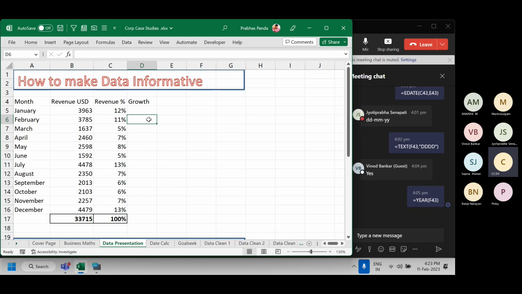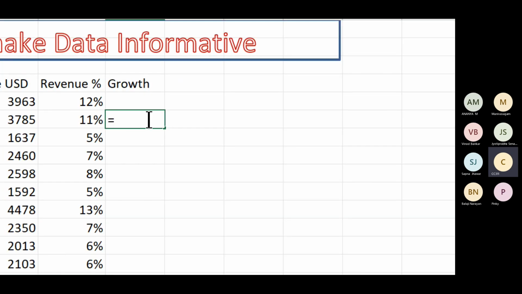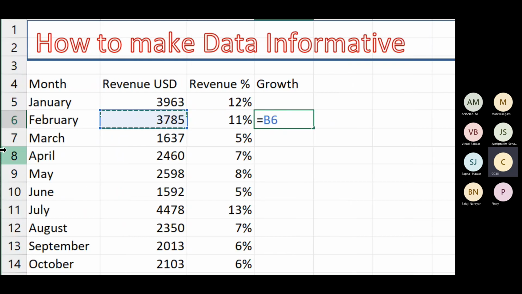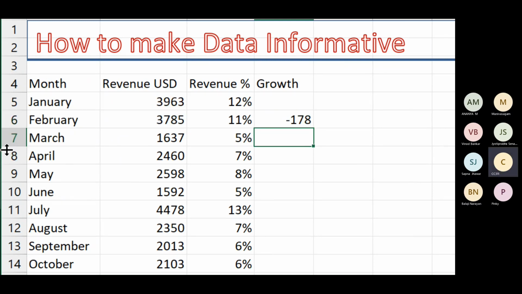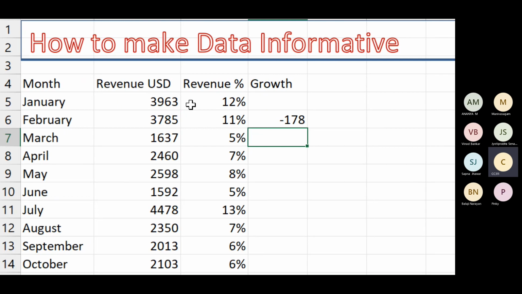But when I go to Feb, I have got something to compare with. Do you agree? Yes. So the formula should be equal to taking the Feb month revenue, whatever I have, deducted with the Jan month revenue. Do you agree with the formula? Yeah. Feb minus Jan. Now, the moment I hit enter, it shows me the data. From Jan to Feb, my revenue is decreasing by 178 USD. Is it clear? Yes.